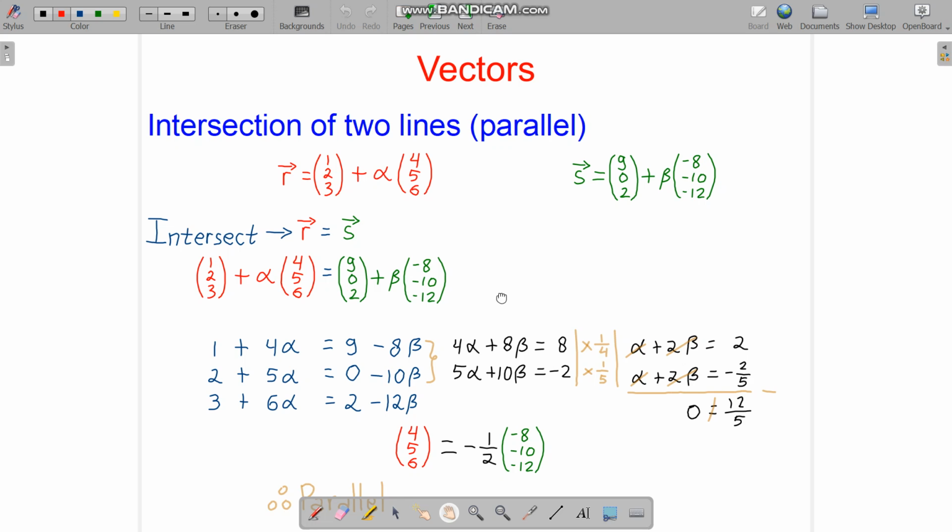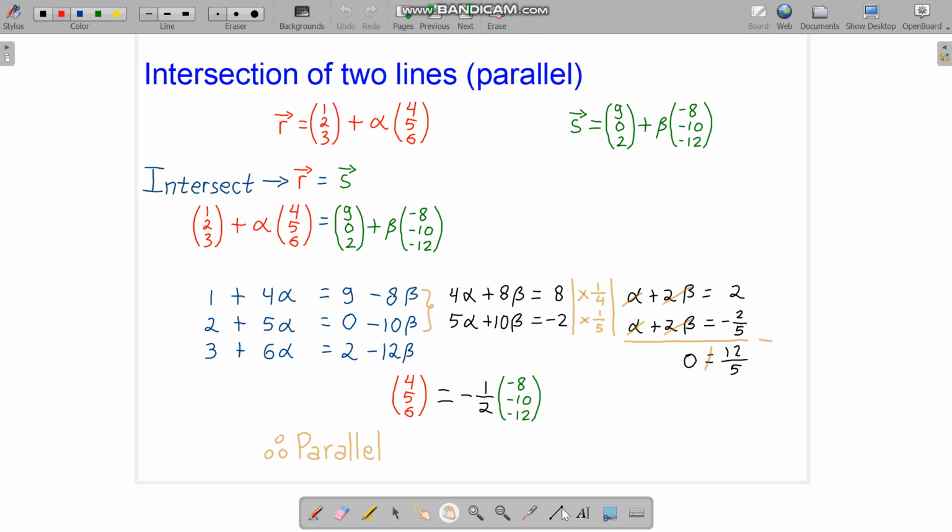And here, if you do the same thing again, but this time, as you can see, when you subtract, they all cancel out. Alpha minus alpha, 2 beta minus 2 beta. So we have 0 equals something, and of course 0 is not equal to 12 over 5. So this means we have no solution here. So this is the case when we have parallel lines.